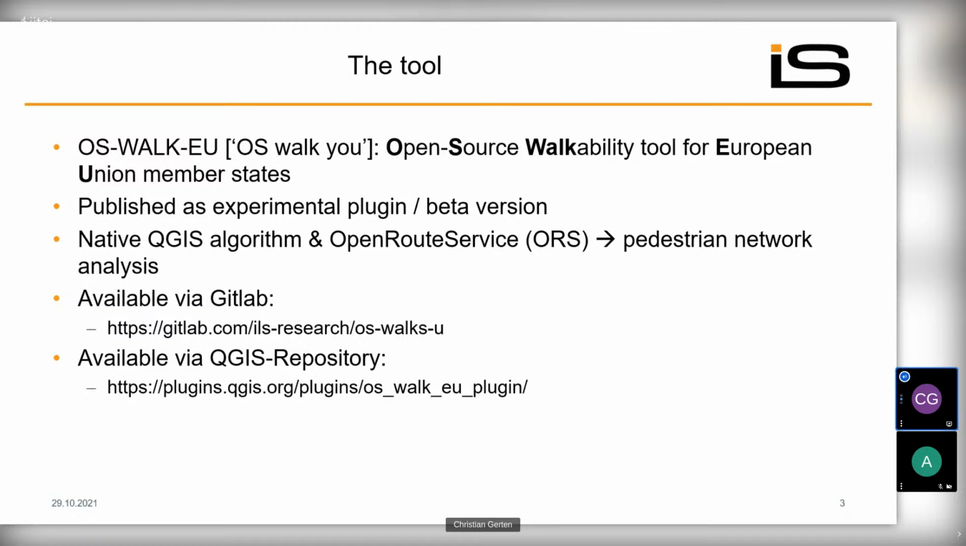Currently it's published as an experimental plugin, so it's an early beta version of the tool. Maybe it's a little bit too early to present it here, but we thought it would be a good idea to get some feedback from the experts in the audience. The code is not very complex. It just uses native QGIS algorithms and also a cool tool called OpenRouteService, with which we can calculate pedestrian network analysis. Currently it's available via GitLab or the QGIS repository under the experimental plugins.